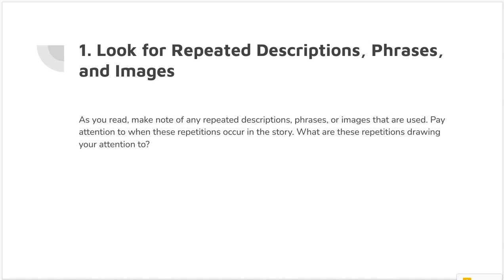Now, when looking for a symbol, the first thing you need to do is look for repeated descriptions, phrases, and images. And again, I want to emphasize that these will often seem to have a place of importance in the story because they're going to be mentioned at times that seem significant, okay? So when you're encountering these repeated descriptions, phrases, or images, ask yourself, what are these repetitions drawing your attention to?